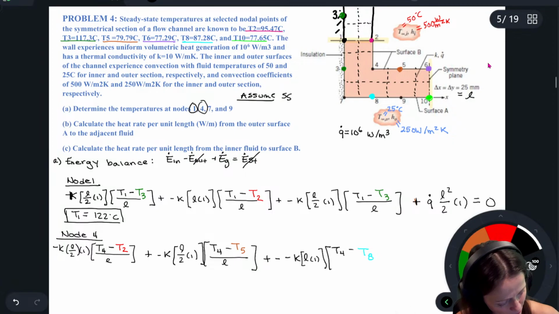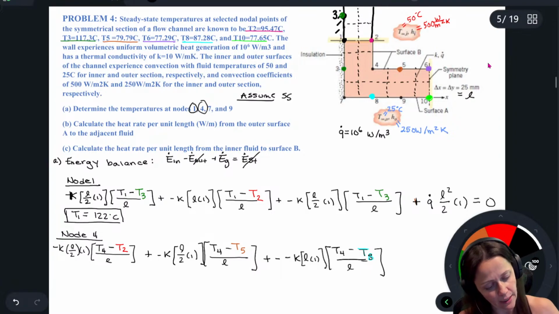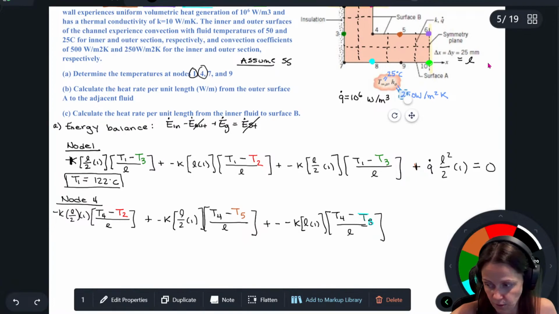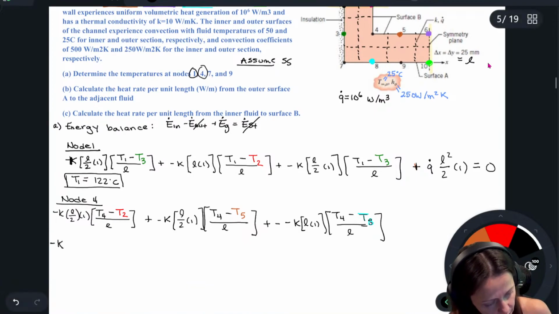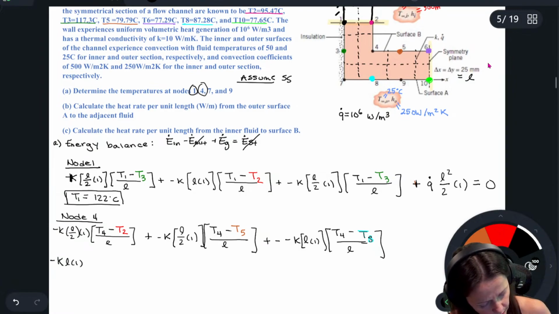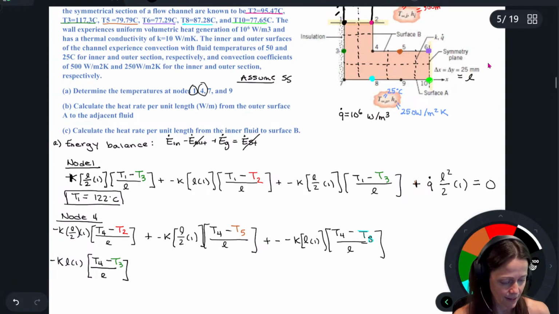Hopefully you can see that. Make it a little bit better. Minus T8 over L. All right, and then I've got one coming through here, and that's going through another full area. See, full area. So let's get that. So I've got minus K times L times 1. There's that area. And then it's going to be T4 minus T3 over L. Okay. And I think that's it.